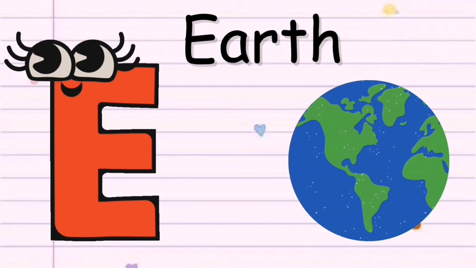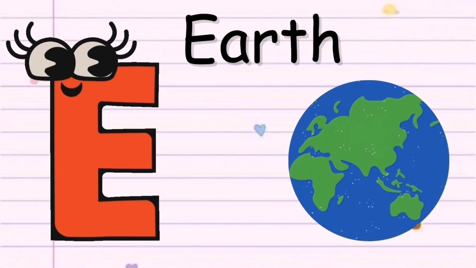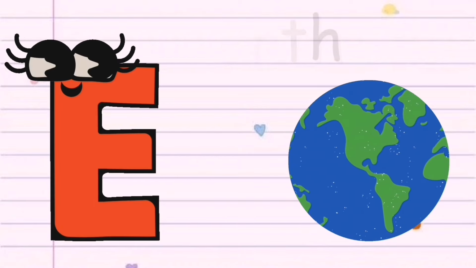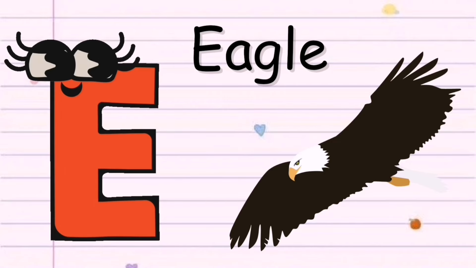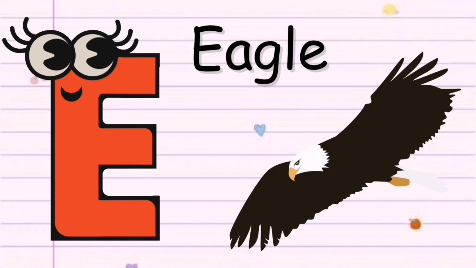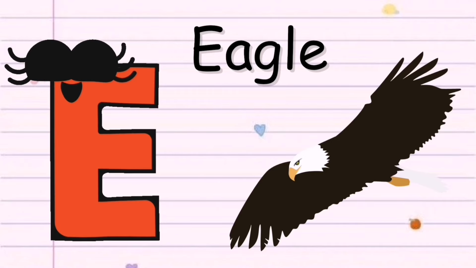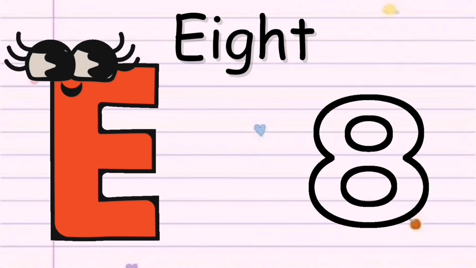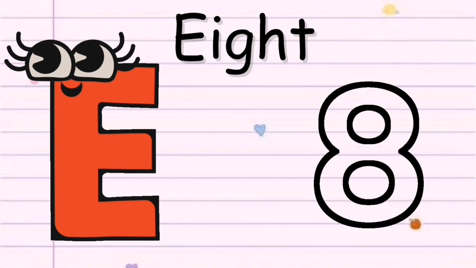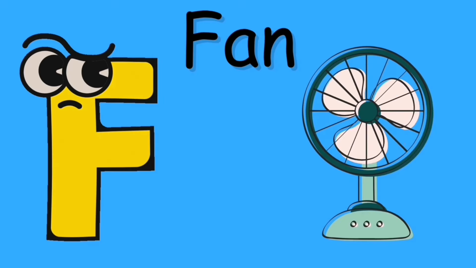E for earth. E-A-R-T-H. Earth. E for eagle. E-A-G-L-E. Eagle. E for eight. E-I-G-H-T. Eight.